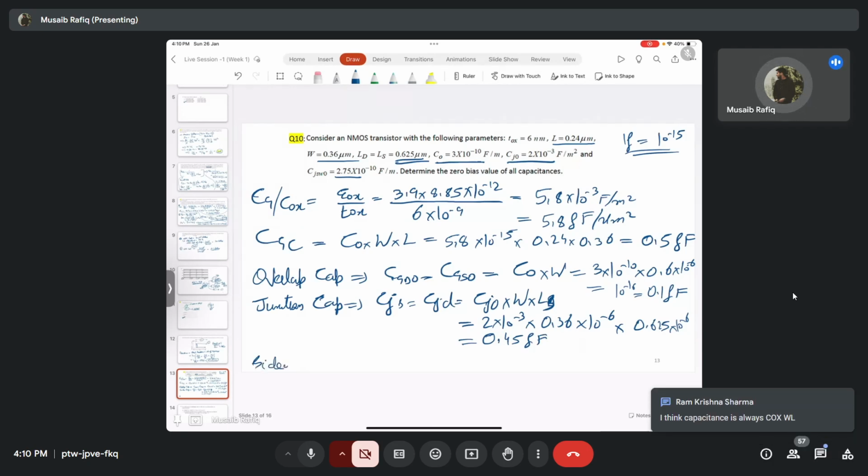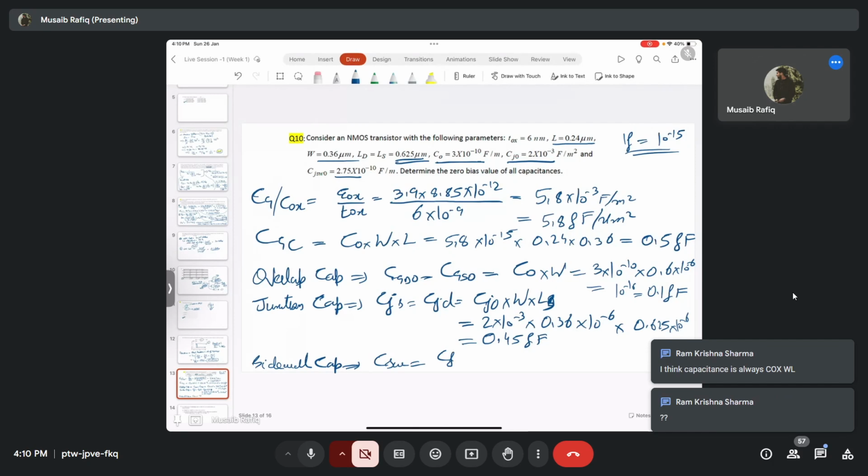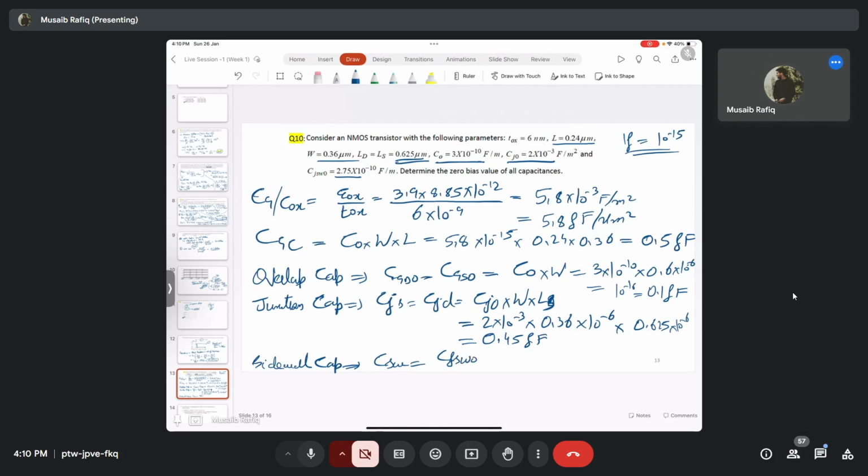Next one is side wall capacitance, that is equal to CSW equal to CJSW0 multiplied by perimeter, that is equal to W plus twice LD. CJSW0 is given as 2.75 into 10 raised to power minus 10, multiplied by W, which is 0.36, plus twice LD, which is 0.625. If you do the maths correctly and take care of units, it comes out to be 0.44 femtofarad.